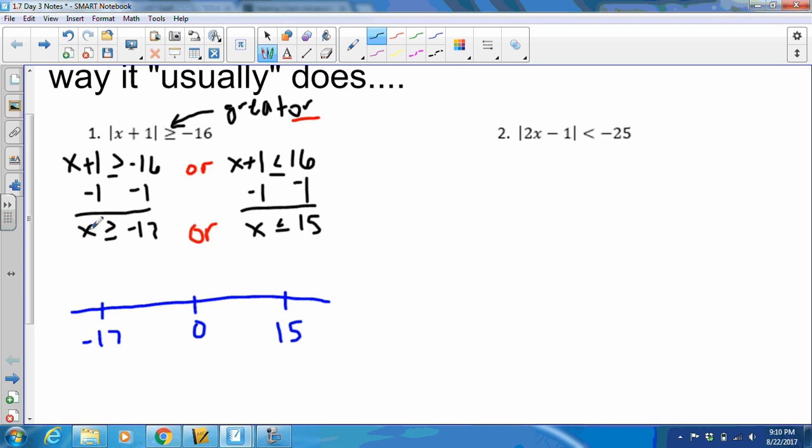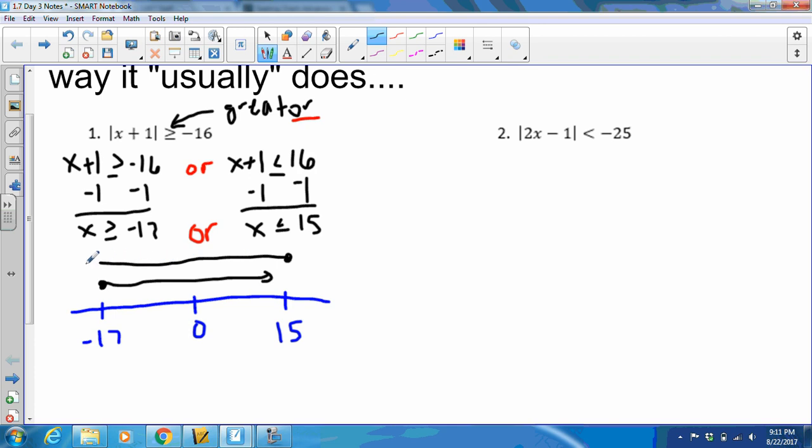So this is saying x is going to be greater than or equal to negative 17. Notice there's an equal bar, so that means you need to have that closed circle. So I'm going to create a closed circle. Greater than means numbers bigger than negative 17, so you just draw your arrow. As for x is less than or equal to 15, once again, since we have the equal bar, you create a closed circle, and this is really saying that we want numbers smaller.